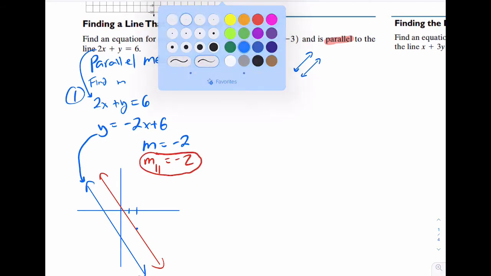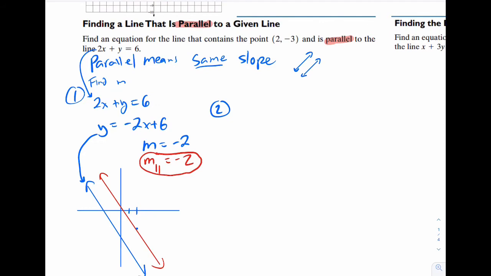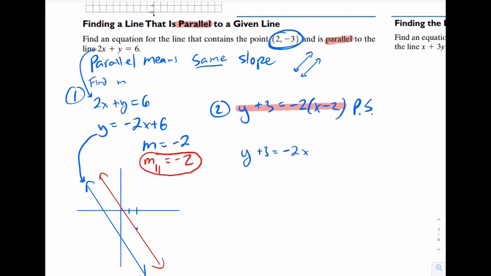Now we go to step 2, is plug everything in. Use your point slope, because we have a point right here. Y plus 3 is equal to negative 2 times x minus 2. And right there, that's your point slope form. Just to practice, we'll do the other forms too. If I wanted slope-intercept, let's just multiply it out. That's negative 2x plus 4. So y should be negative 2x plus 1.